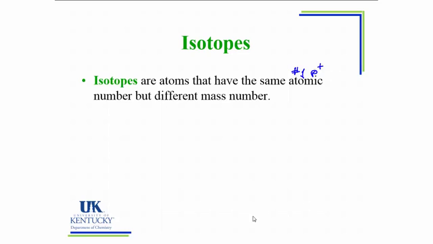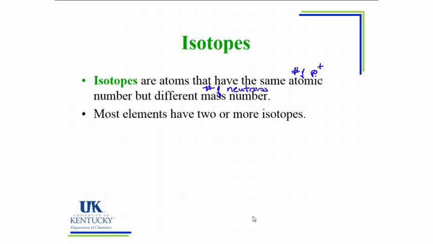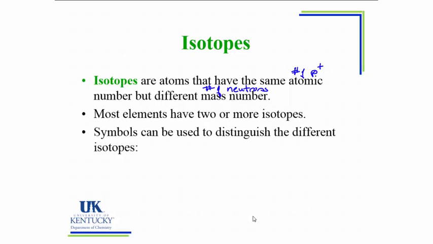Well, what does it mean if they have different mass numbers? What's causing the net mass number to be different? You could say isotopes are atoms that have the same number of protons but different number of neutrons, because that would give it a different mass number. If you have two atoms, they got the same number of protons, a different number of neutrons, that would be isotopes. So different ways it can be defined, but it means the same thing depending on how you say it. Now most elements have two or more isotopes, not all of them, but most do. And you have to use a symbol to distinguish between them.